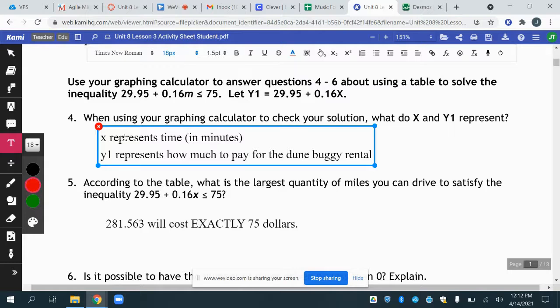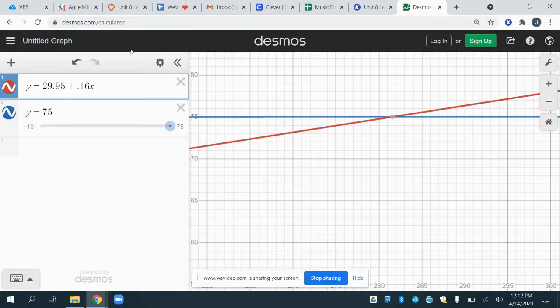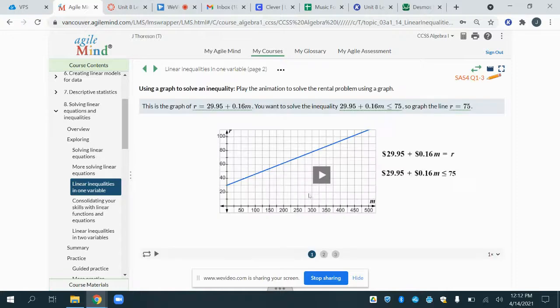Using our calculator to check the solution, what do x represent and y represent? So here's our calculator checking it. In fact, I'll use this because they've got it all set up, so I might as well use Agile Mind real fast. In Agile Mind, they made a graph. Look, this is the formula for how much it gets charged.